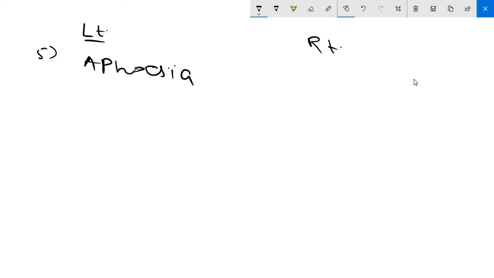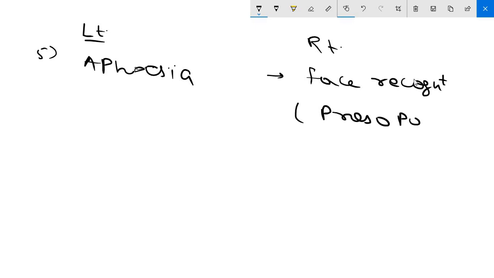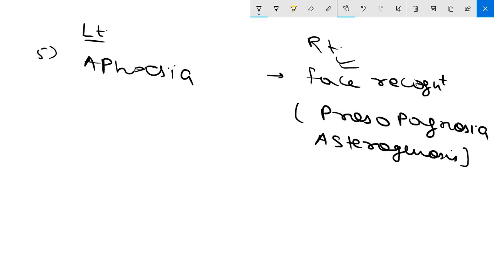That is a language defect, and any lesion in the right hemisphere will lead to loss of your face recognition. The person will be unable to recognize faces. That means there will be prosopagnosia. Okay, or there may be stereognosis. Okay, these two conditions may be associated with right hemisphere lesion.